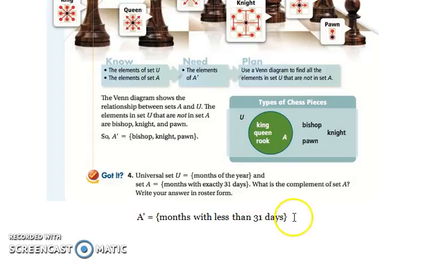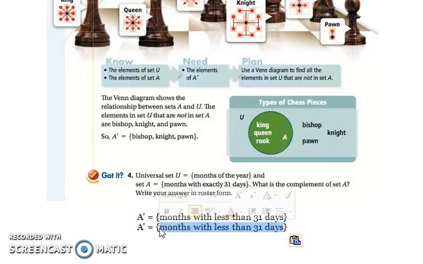You can actually do the complement of A as just saying it's months with less than 31 days, only because we don't have any with more than 31. Or you can actually list them. So the months with less than 31 days would be February, March, April, June, September, and November.